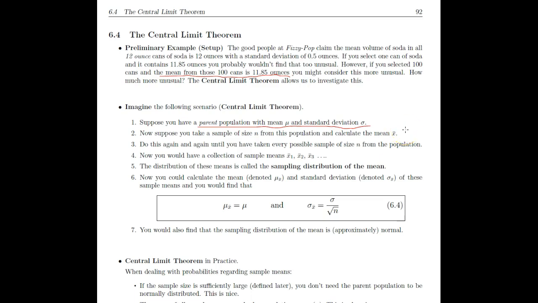So what you want to do is do this again and again until you have taken every possible sample of size n from the population. This is very theoretical, okay? You would never do this. You're going to take a look at that whole population and take every possible sample of size 100 from that population. And what you have now is a collection of sample means. So these sample means are all now your new data values.